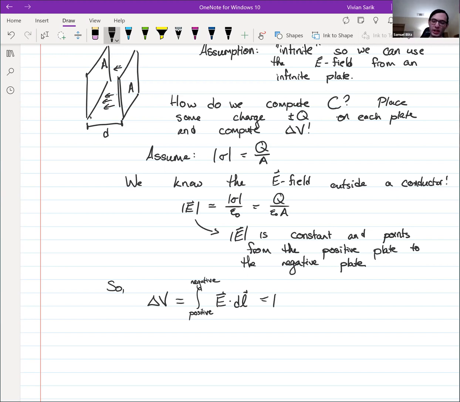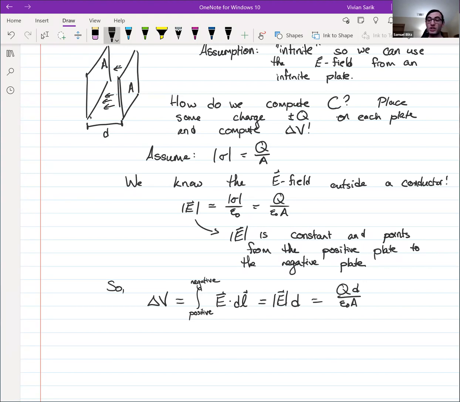So this is just the electric field, or the magnitude of the electric field, which is constant, so we can pull it out of the integral, times the distance between the plates. Basically, I just pulled this out and then just did a line integral in a straight shot from one plate to the other, which is just the number d. And so we can plug in what we know E to be. E is Q over epsilon naught A, so this is Q d over epsilon naught A.